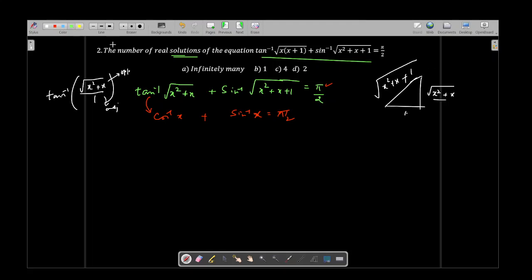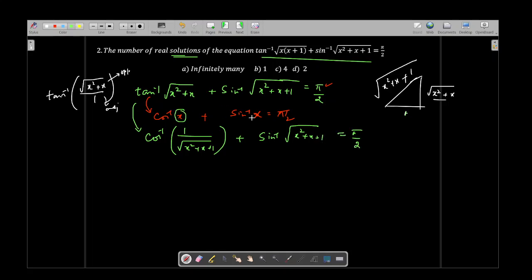So here, in place of tan inverse, if I write cos inverse of, what is cos? Cos is adjacent, which is 1, divided by hypotenuse. Hypotenuse is square root of x square plus x plus 1. So cos inverse of this plus sine inverse of square root of x square plus x plus 1 is equal to pi by 2. So we know that these two terms should be equal. So this term and this term should be equal for this equation to be satisfied.